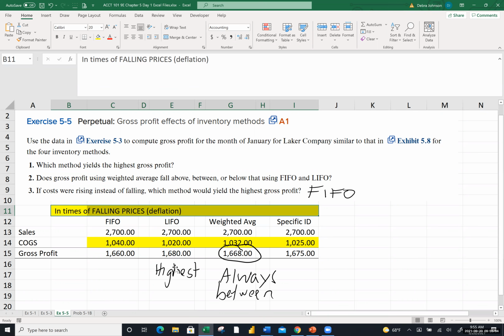Okay, Thamir, go ahead. Yes. So I just had a question I wanted to ask after you finished all of these. It says in the textbook, under method advantages, outlining the advantages for FIFO and LIFO, I was just getting confused on the terminology used. It says that for FIFO, inventory on the balance sheet approximates its current cost, and for LIFO, cost of goods sold on the income statement approximates its current cost. Can you expound on that, please?